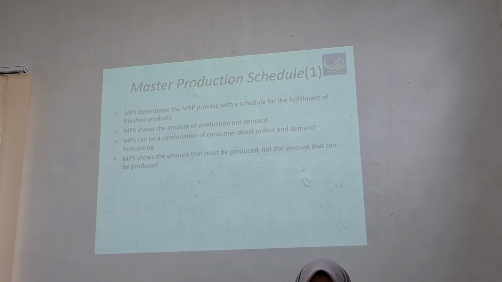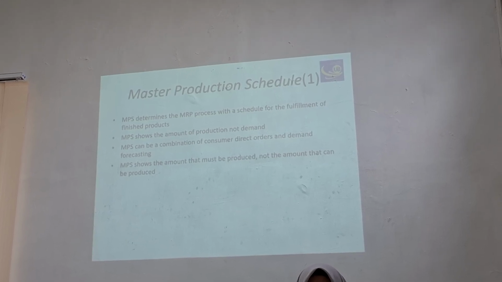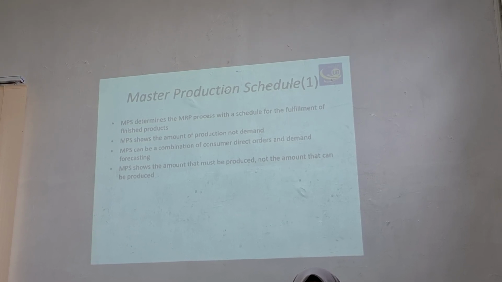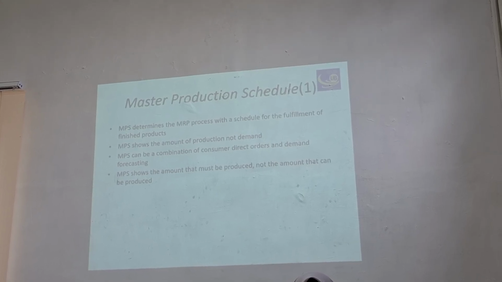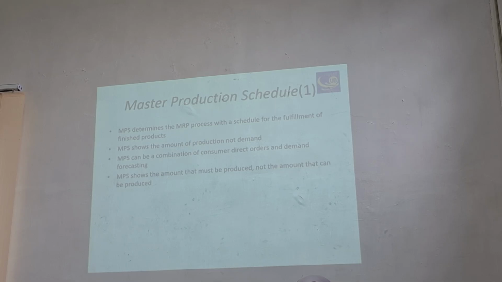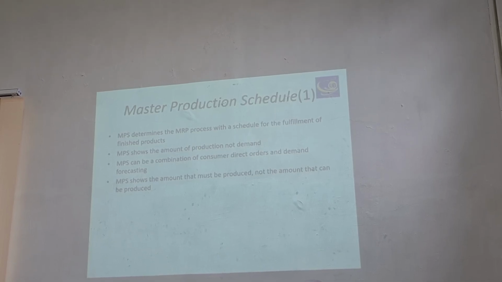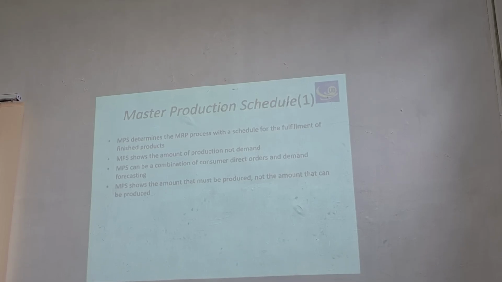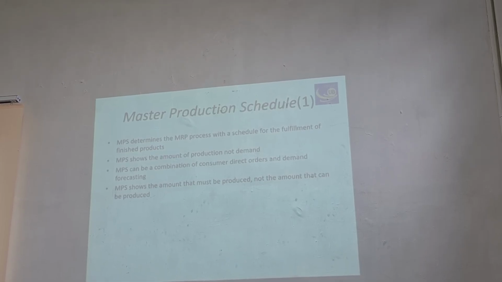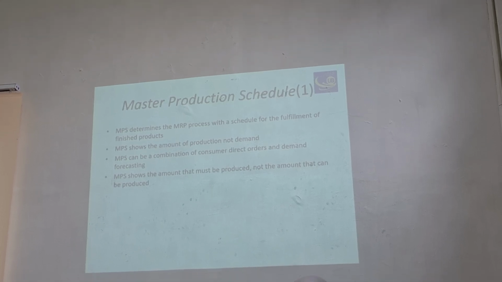This is the MPS. From the MPS, it determines the MRP process with a schedule for the fulfillment of finished products. Second, the MPS shows the amount of production, not demand, because the demand is the independent demand in the forecast. So the MPS is for dependent demand.